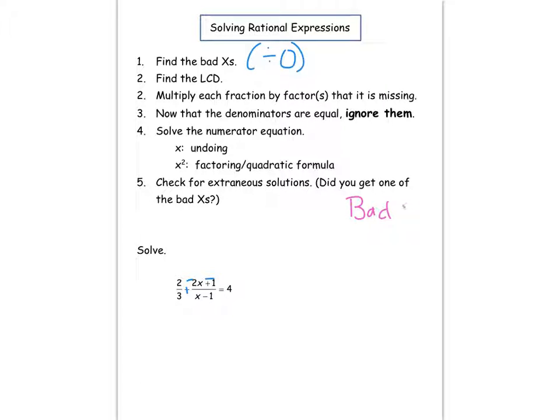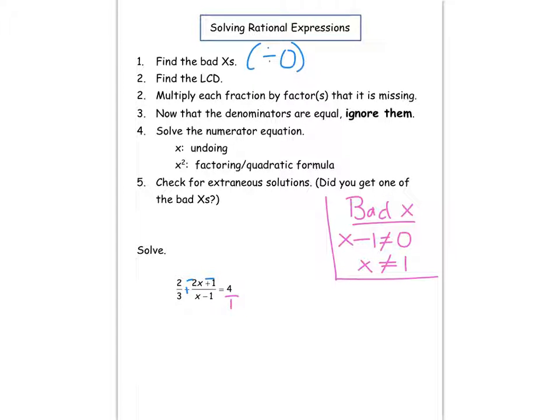So I have to watch out for the bottoms of my fraction. They can't turn out to equal 0. Since a 3 can never equal 0, I can skip that, and I can just find out what would make x minus 1 equal 0. Well, if I add 1 to both sides, I know my bad x is positive 1. There's just a 1 underneath the 4, so that also can't be 0.